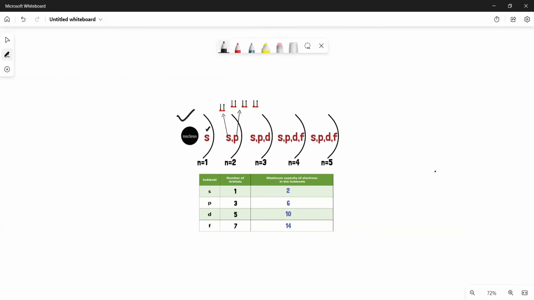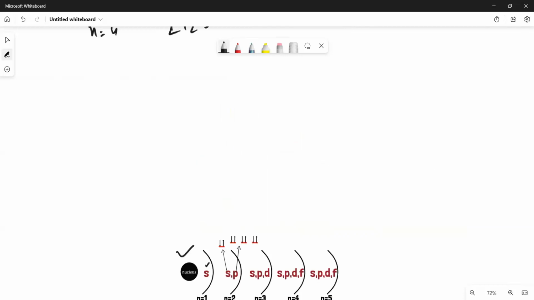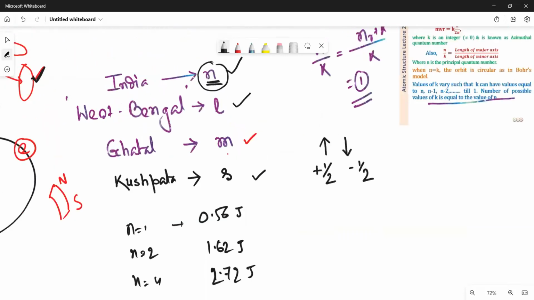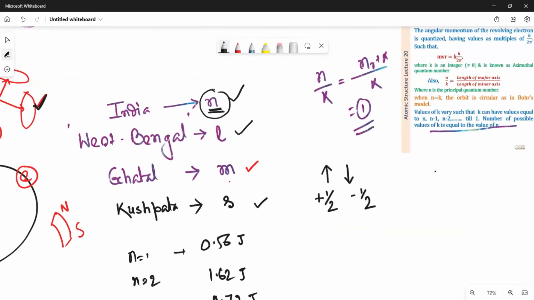Also, one picture shows that in each case there are two electrons, two electrons, two electrons, two electrons. Now, I have told you the Pauli exclusion principle. The Pauli exclusion principle states that all four quantum numbers of two electrons cannot be the same. All four quantum numbers of two electrons cannot be the same, right?